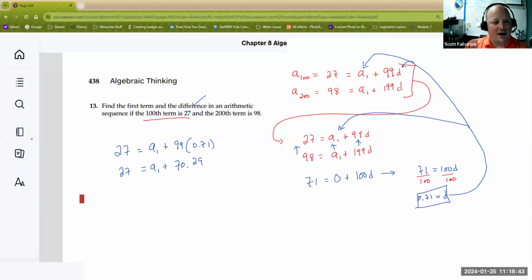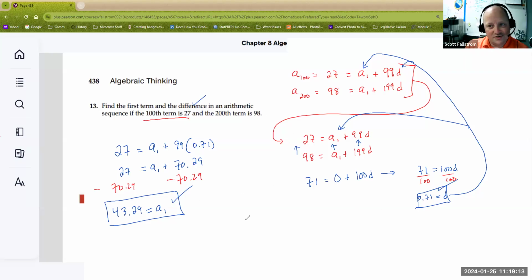Now just subtract on both sides, because that's our property of equality from chapter 7, and that leaves you with A1 by itself. So you get 70.29 minus 27, and that's 43.29. So there's your first term, and there's your common difference.